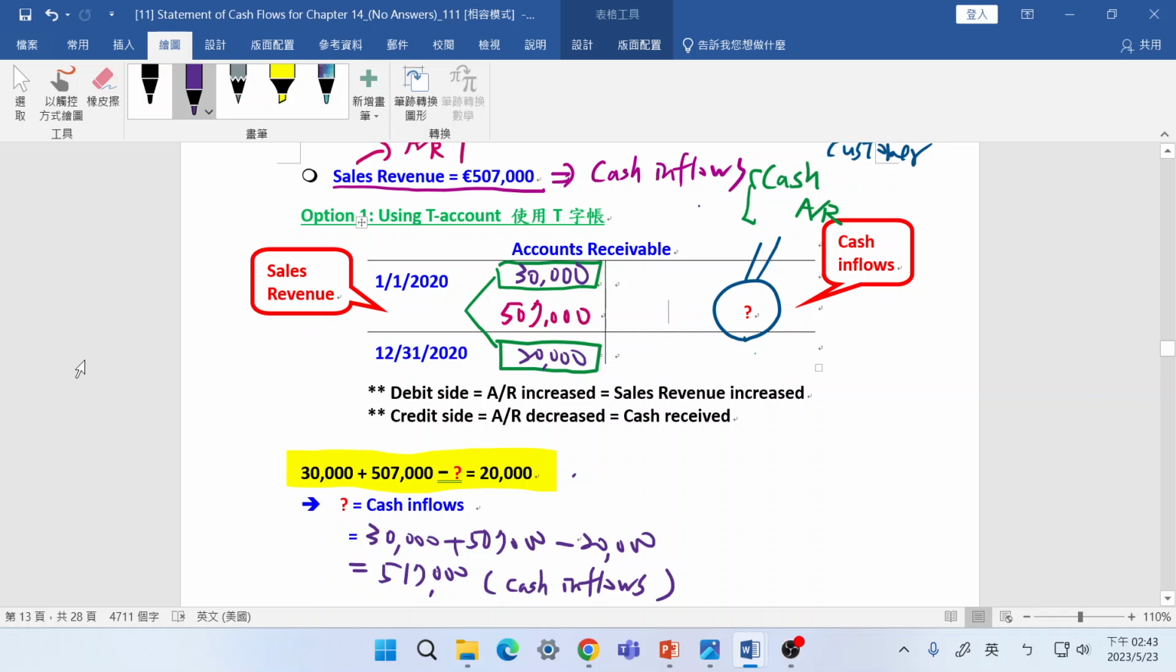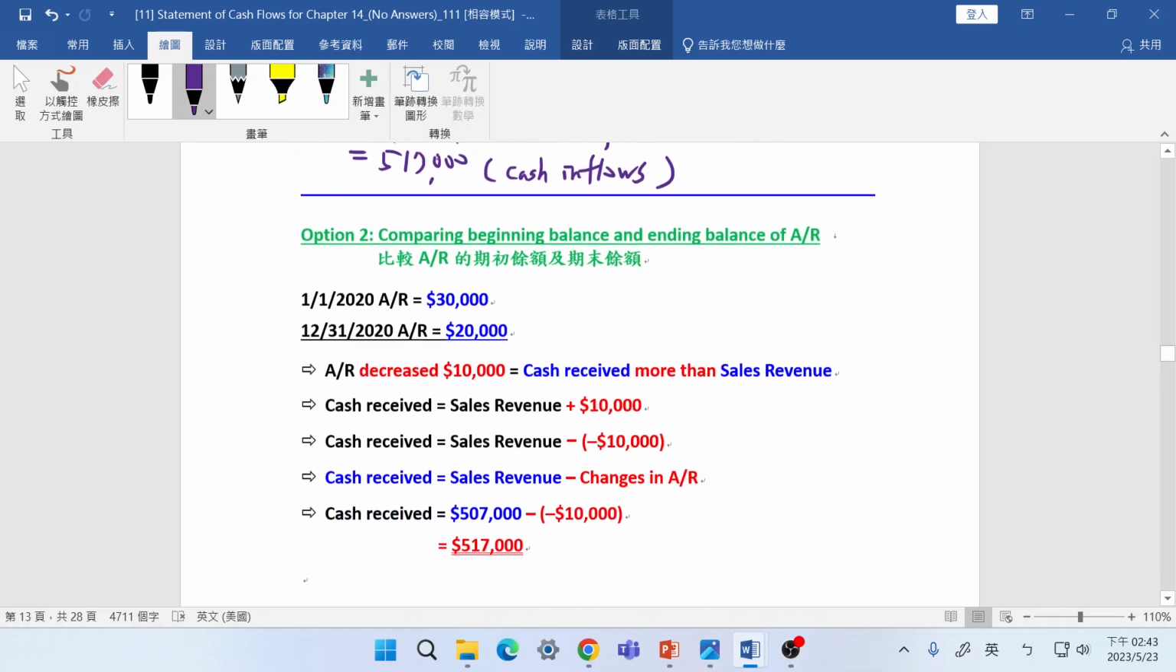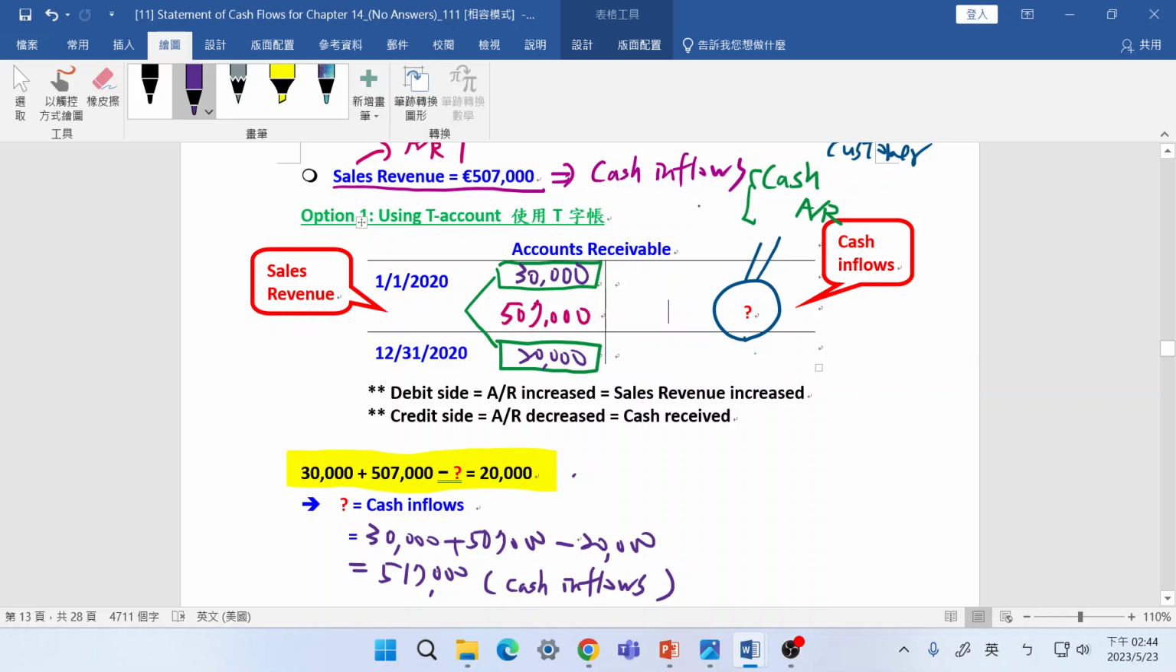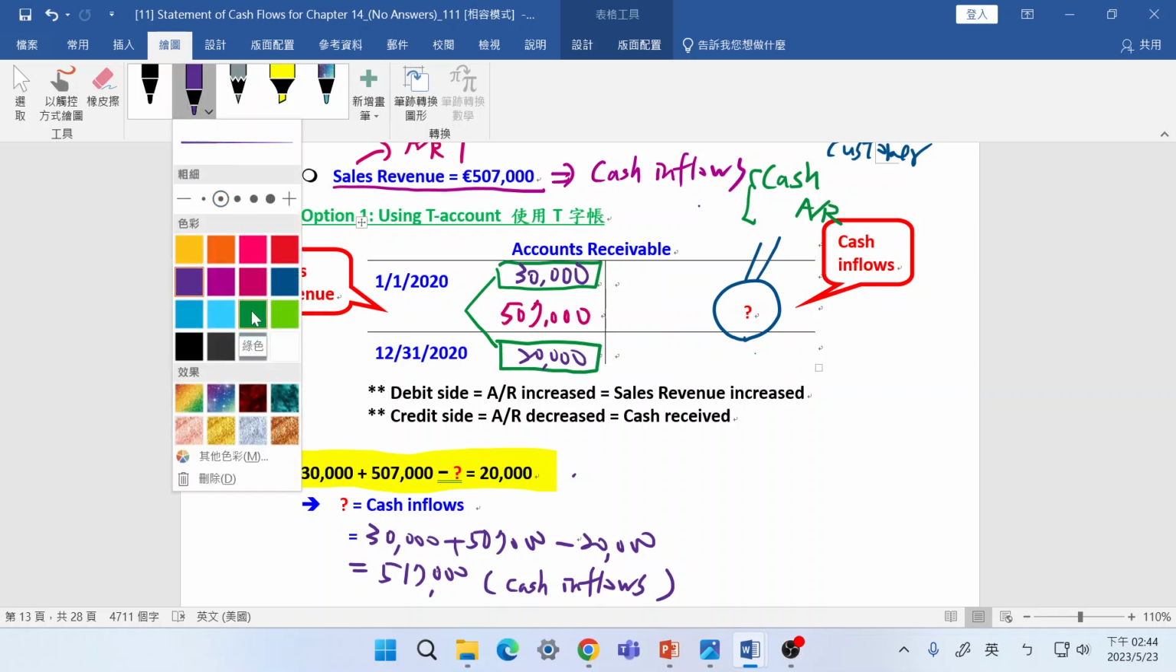So what's the second option? Please look at the same page here. We told you the second option. You just look at the beginning balance and ending balance. Still, you can get the result. So what's the beginning balance and ending balance? Beginning balance, $30,000. Ending balance, $20,000. Please just look at these two numbers.